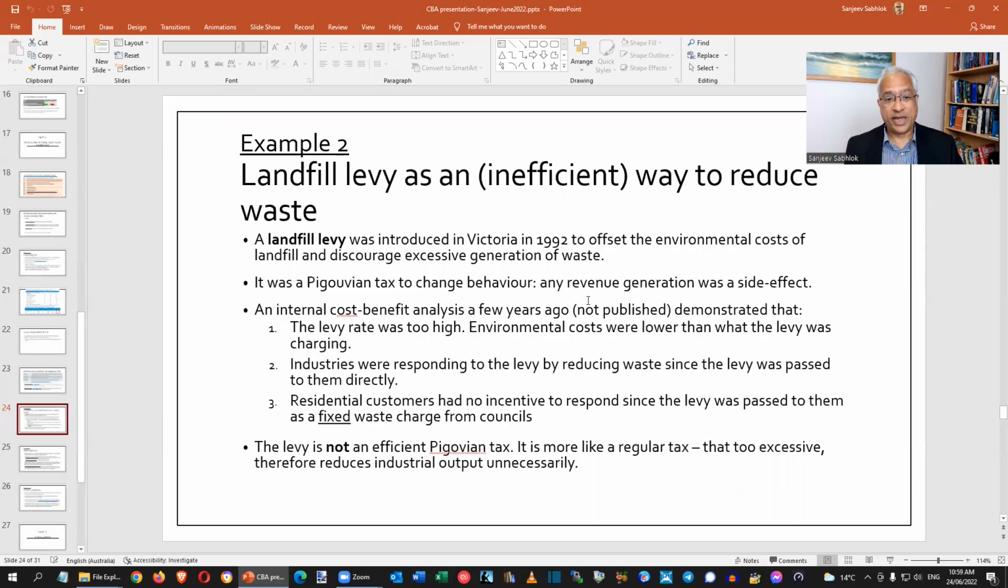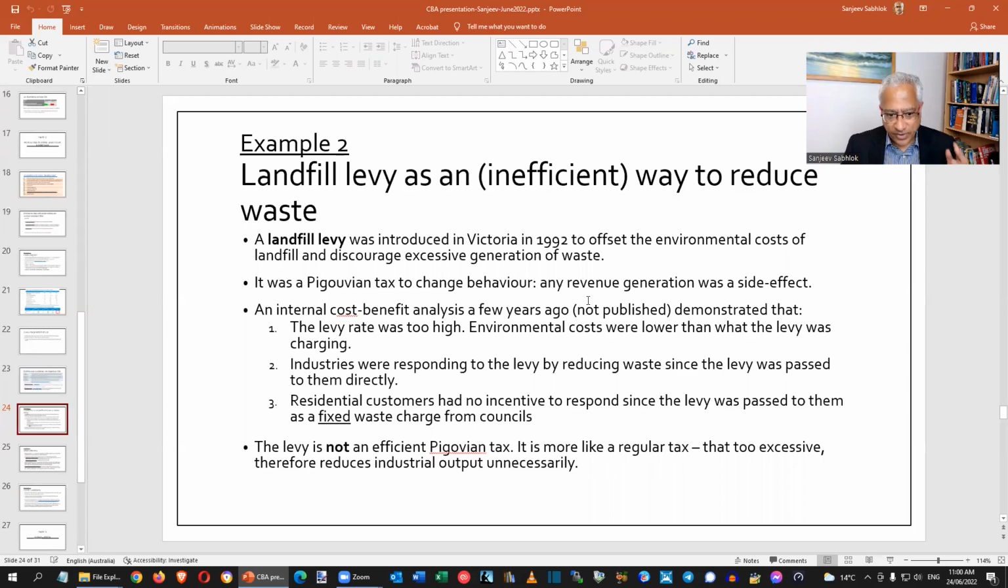Now, another example is landfill levy. In Victoria, there's a very significant levy introduced since 1992 to apparently offset the environmental costs and discourage people from generating waste. So they're charged heavily for that. And it does work to an extent for industries. When industries are putting the waste in the landfill, they actually are paying that directly. And so they are trying to reduce their waste.